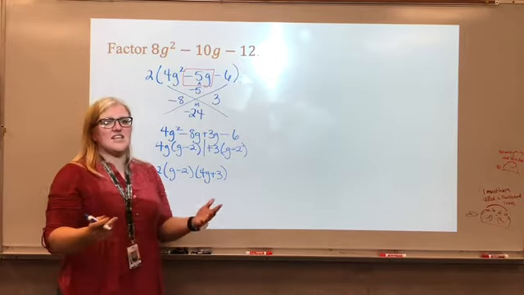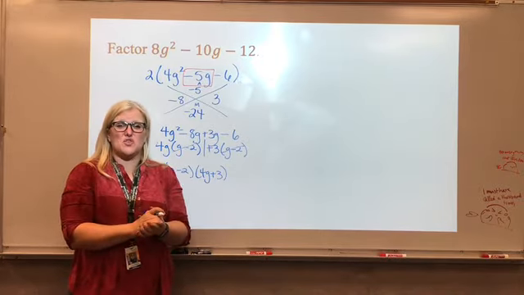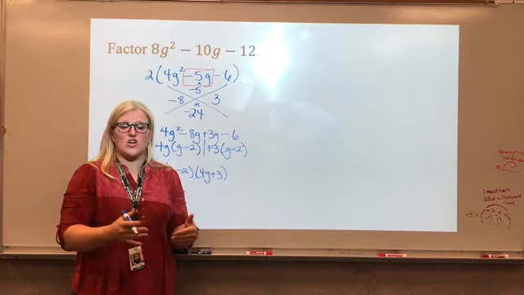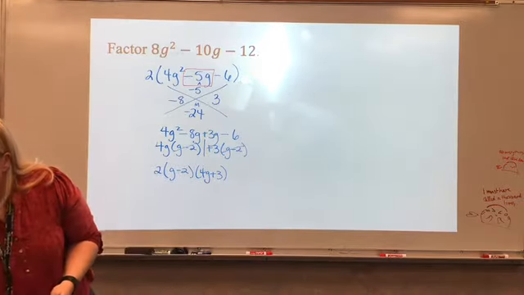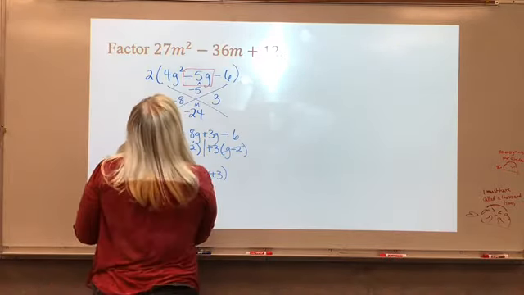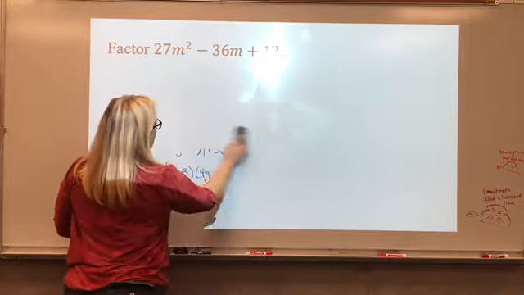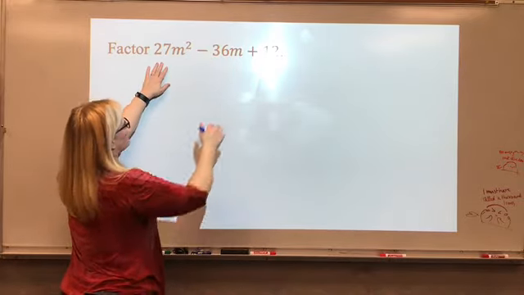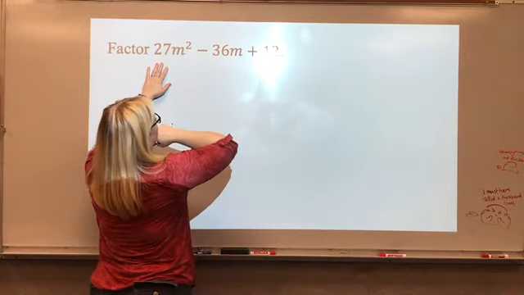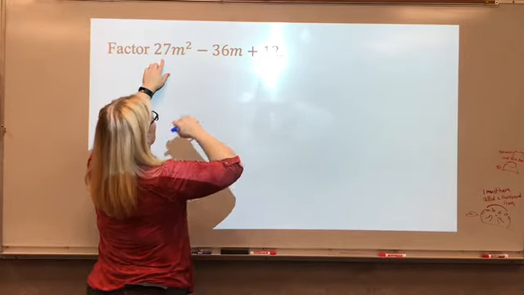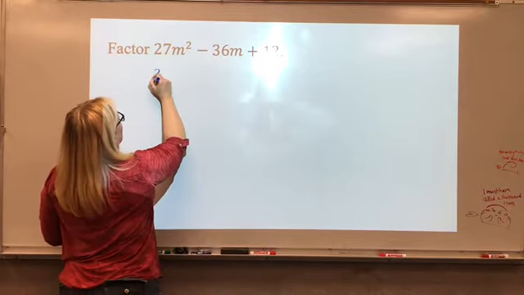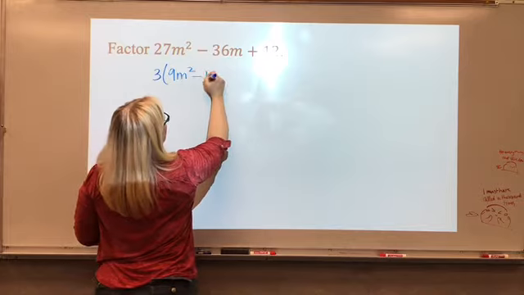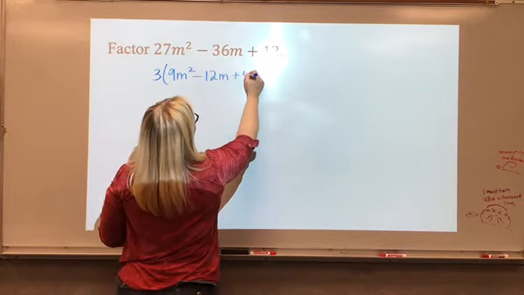Now any of these, you can pause before I even do them. Actually, I'd recommend that. Pause before I do any of these problems and try them first, and then watch me do them. So for this example, I look and I see that I can't factor out a 12 or a 4, but I can factor out a 3. So if I factor out a 3, I'm left with 9m squared minus 12m plus 4.